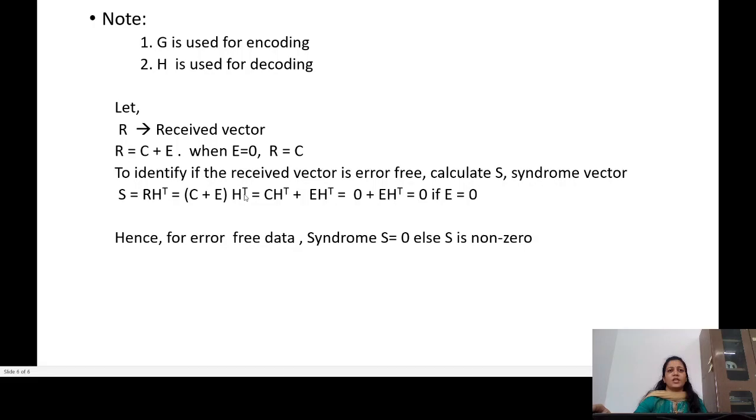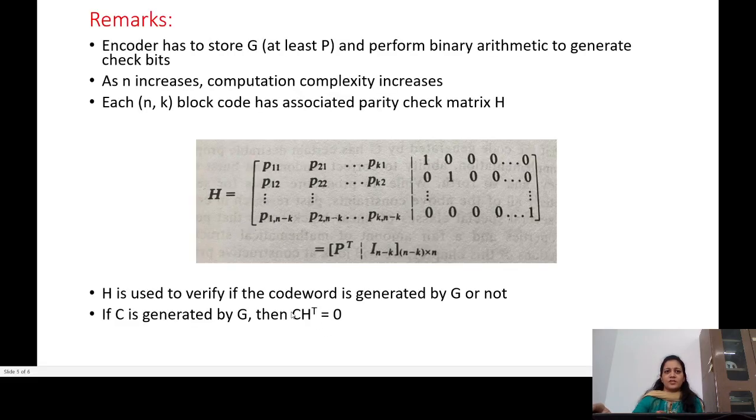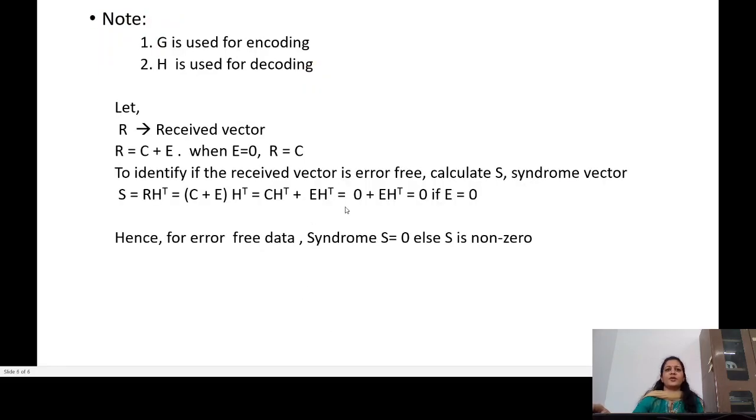Now this becomes C into H transpose plus E into H transpose. However, we know that C into H transpose is equal to 0, right? So that we discussed in the previous slide. Now if I substitute C into H transpose is equal to 0, my syndrome is nothing but E into H transpose. As we know, E is nothing but the noise which was added during the signal transmission. If there is no noise, then E is equal to 0. If E is equal to 0, syndrome will also be equal to 0. If E is non-zero, syndrome is also non-zero.